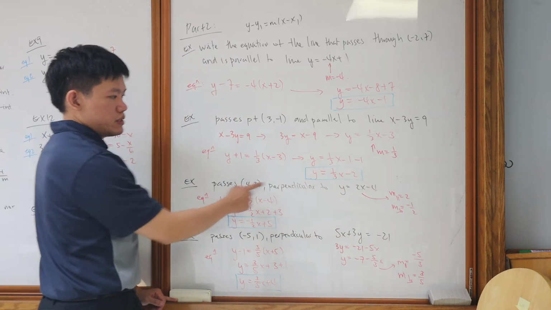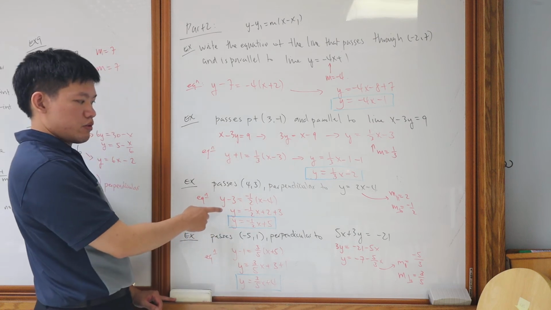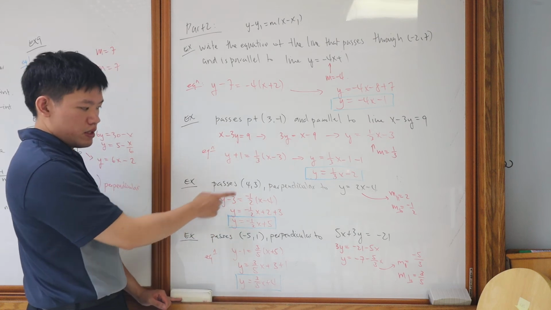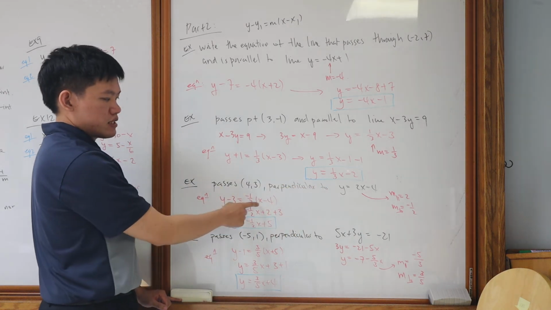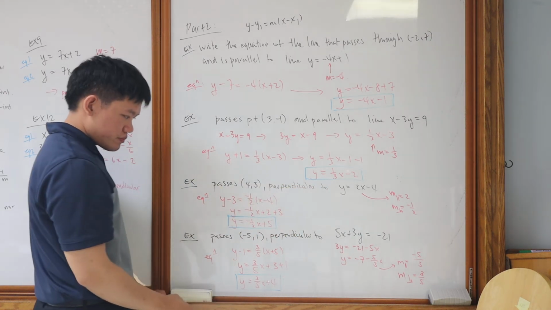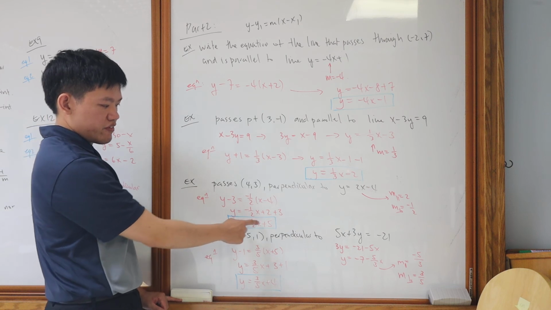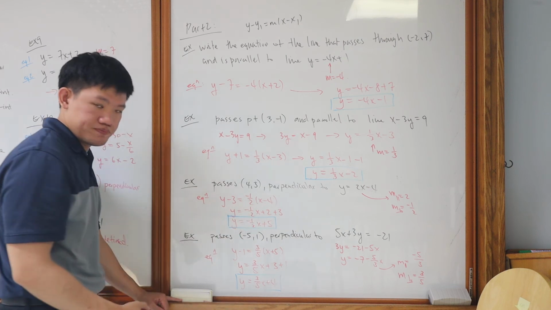So again, given a point and a slope, we can write our equation in point slope form. y minus 3 is equal to negative 1/2 times x minus 4. And that's my equation. So y is equal to negative 1/2 x plus 5 by rearranging the equation.